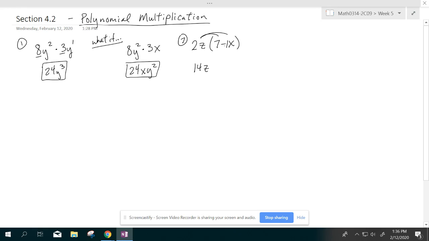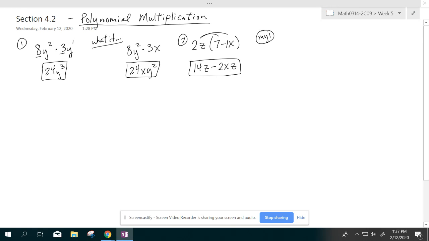So it would be negative 2xz. If you want to be perfect, negative 2xz. Negative 2zx would be acceptable. Anybody have any questions on a monomial times a binomial? Okay, we're going to step it up a notch.